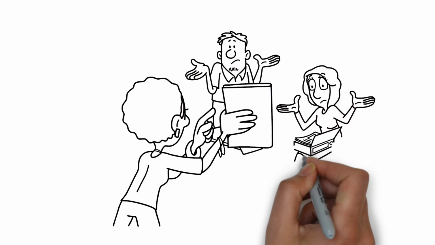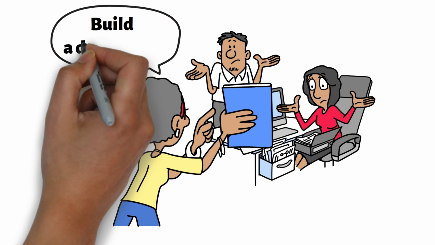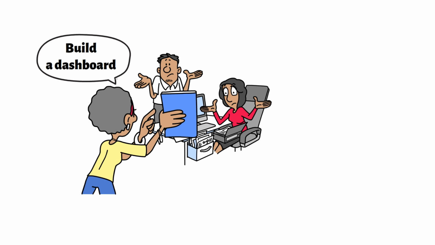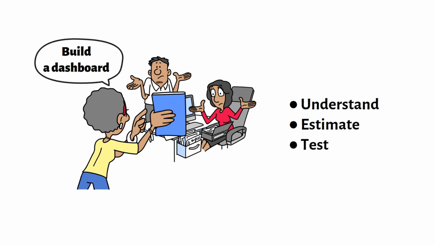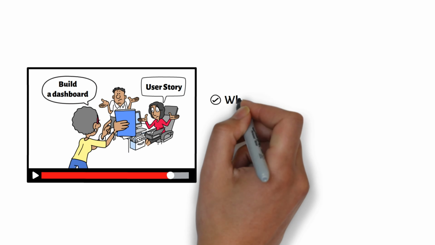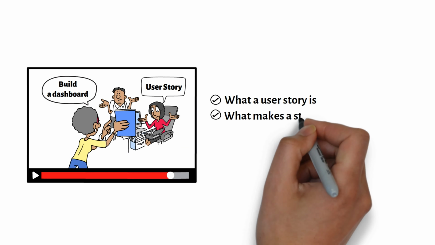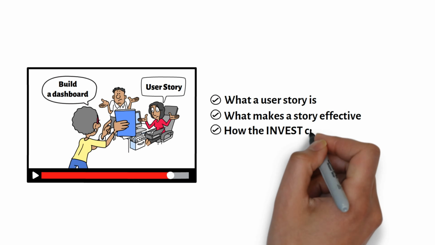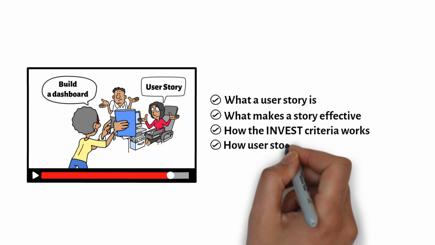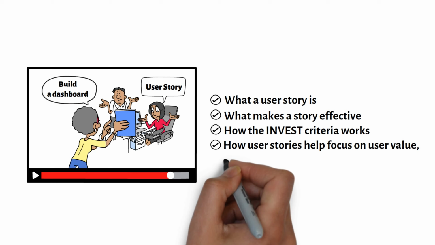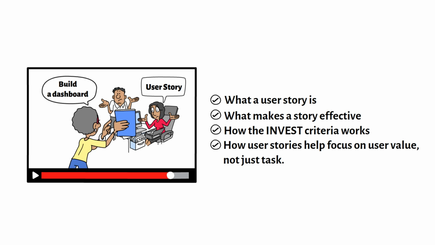How do you turn a vague request like "build a dashboard" into something the Agile team can understand, estimate, and test? That is where user stories help. In this video, we'll look at what a user story is, what makes a story effective, how the INVEST criteria work, and how user stories help teams focus on user value instead of just completing tasks.